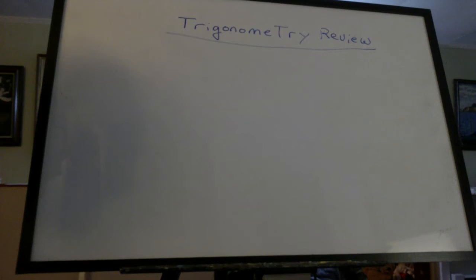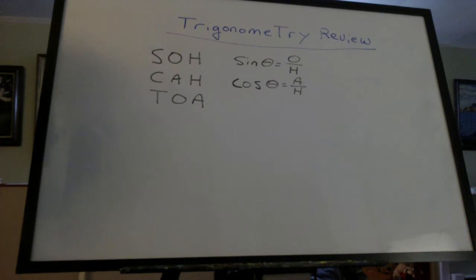How about a little trigonometry review? So, SOH CAH TOA. That's probably how you remember them. Sine is opposite over hypotenuse. Cosine is adjacent over hypotenuse. And tangent is opposite over adjacent.